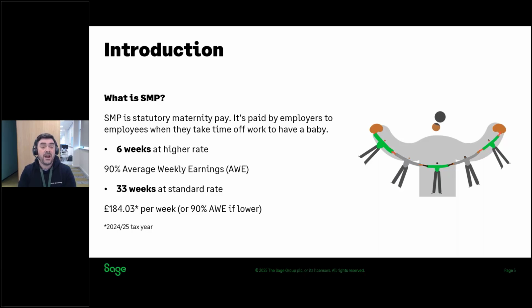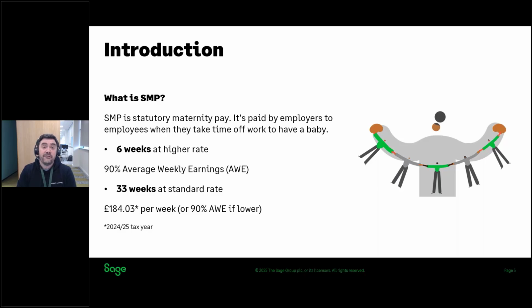And that's then followed by 33 weeks at the standard rate of SMP, which for the current tax year is £184.03 per week, or 90% of average weekly earnings if lower. Now, that standard rate will increase in the new tax year, and it's going up to £187.18 per week. And that change will be made automatically for maternity leave that spans tax years once you've installed the year-end update, which will be released in the coming weeks, and you've set your process date into that new year.